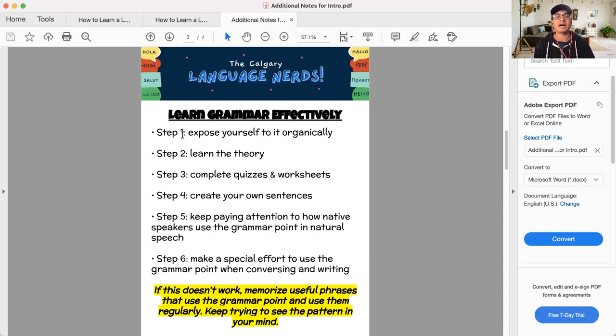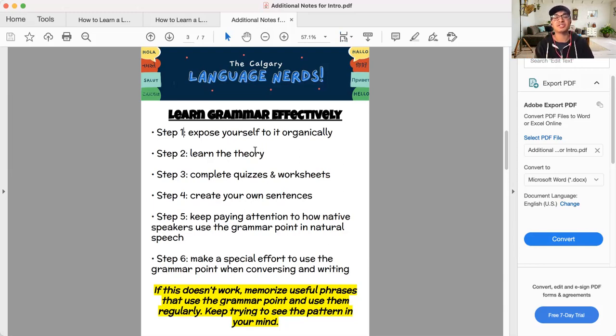Step 1, this is my approach, by the way: expose yourself to the grammar point organically. What does organically mean? Organically means that you did not go out of your way to try and learn it. You heard it and you kind of understood, but didn't fully understand it. You saw it when you're reading something. Probably more on the listening side, to be honest. You heard it and you're like, what's happening there? And you heard it probably multiple times.